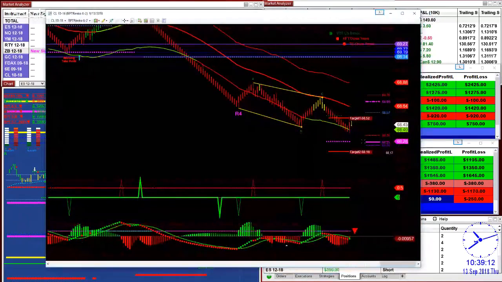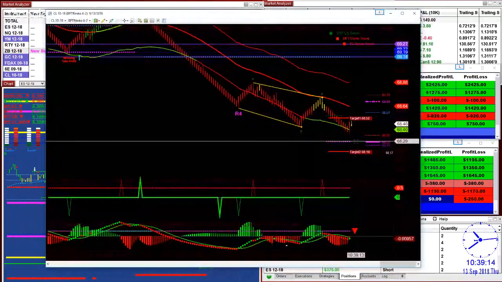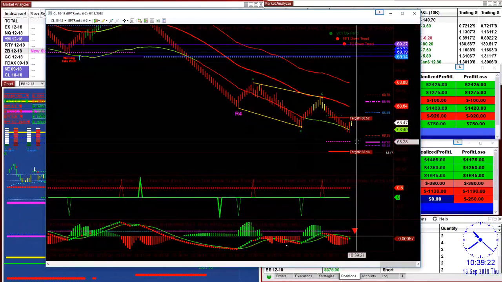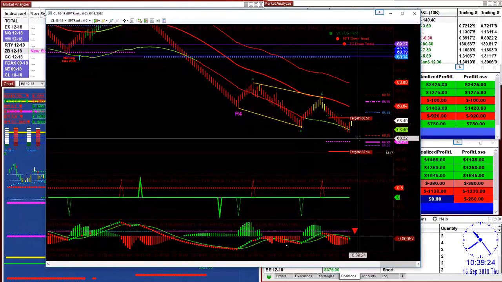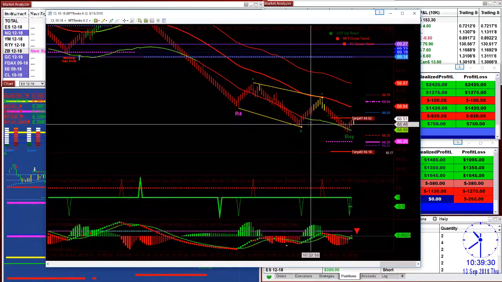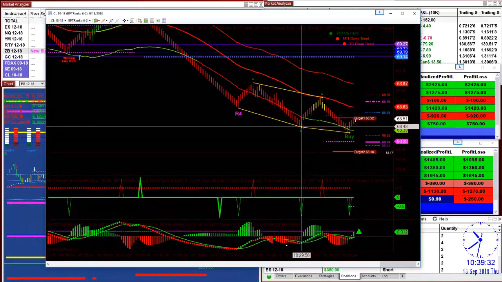Sometimes you get this little teaser, don't worry about it. But your entry price is 68.30. And if I miss that, I miss that. I'm not going to chase it, don't chase it. You stay firm on 68.31 or 32. And this is where the reversal is going to happen on the CL. So that's why I was not too crazy.